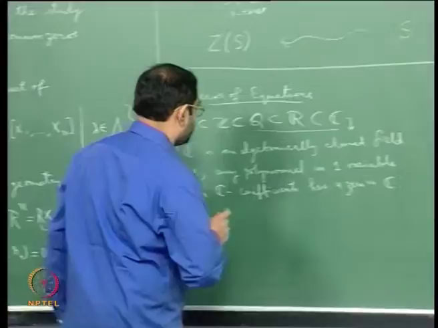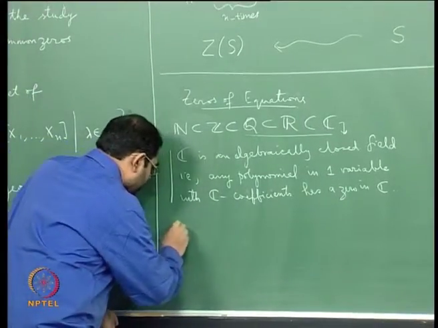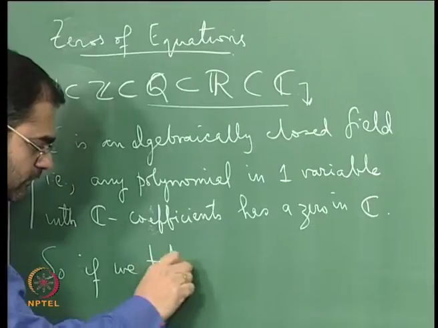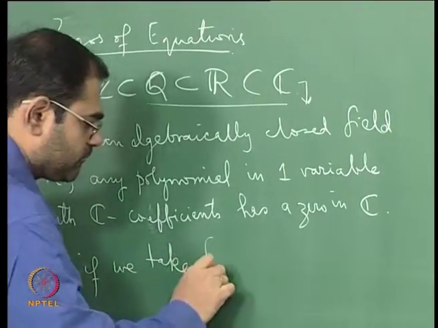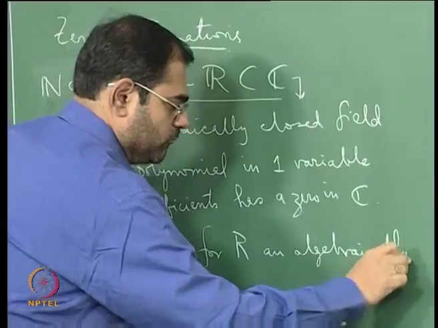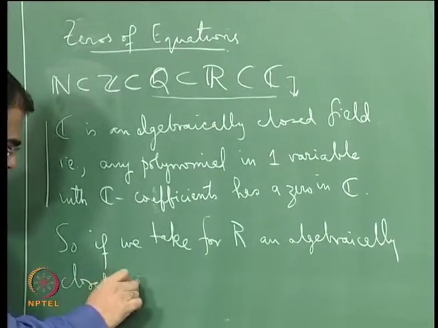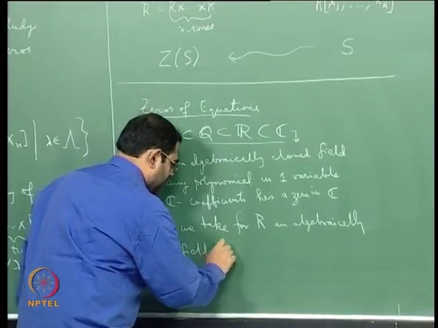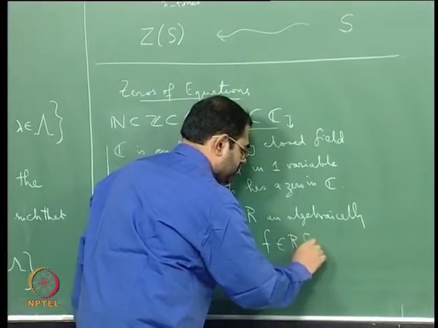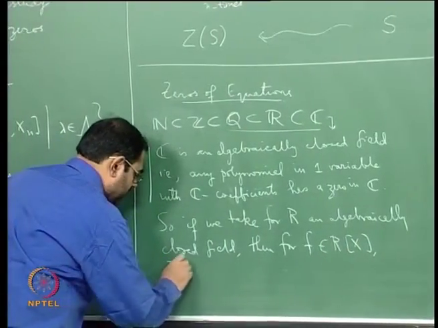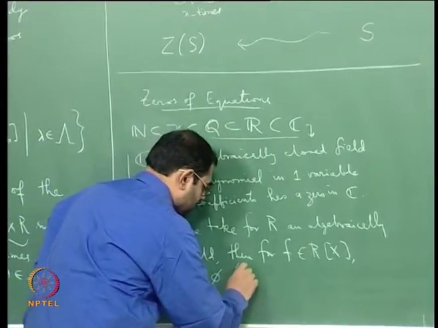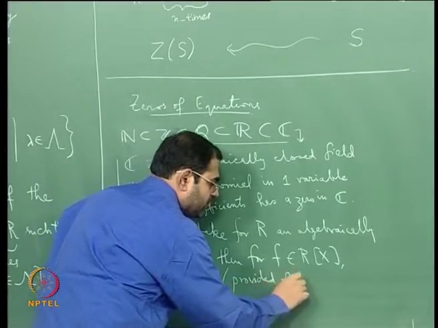So let me write that down. Fact: if we take R to be an algebraically closed field, then for f in R[x], Z of f is non-empty, of course provided f is non-constant.